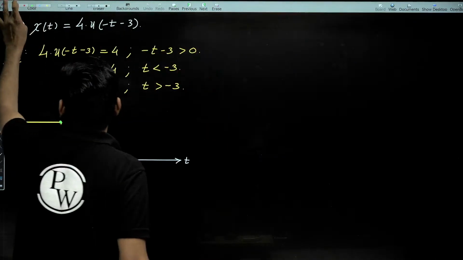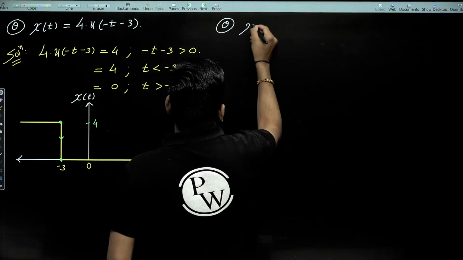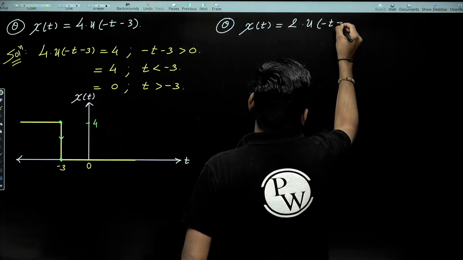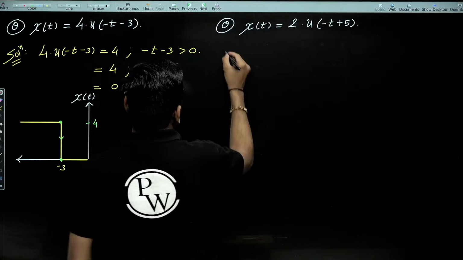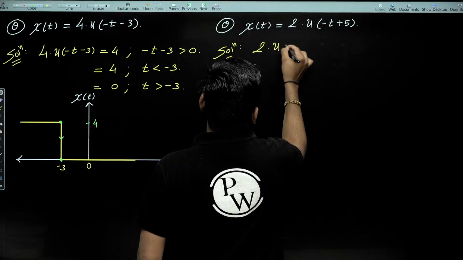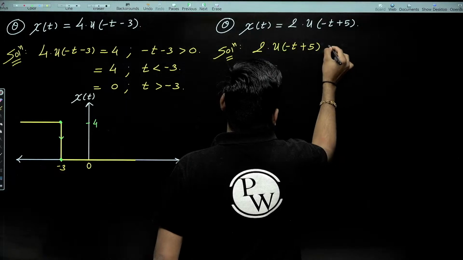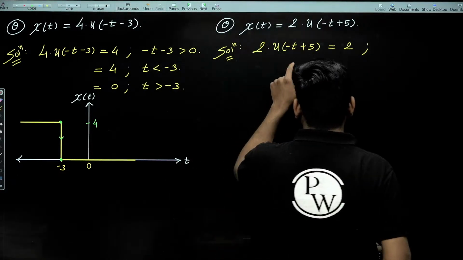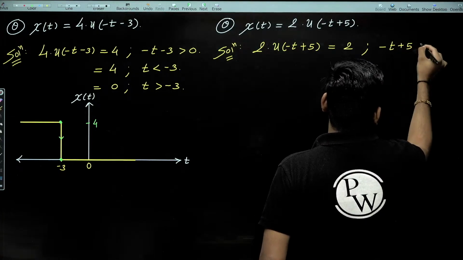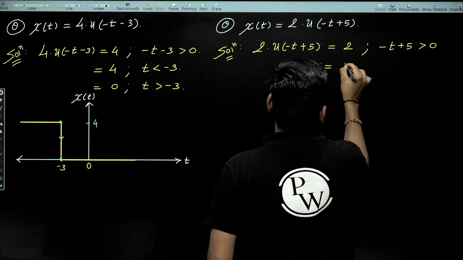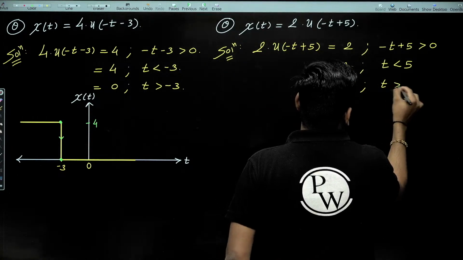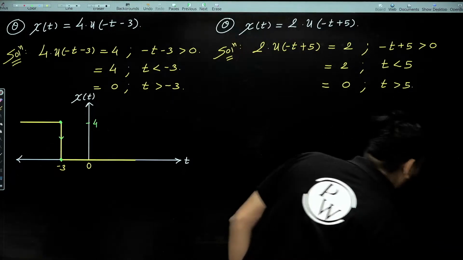Okay. Let me take one more question. So x of t is equal to, suppose I am writing, 2 u of minus t plus 5. Now see, here 2 into u of minus t plus 5. So the amplitude is 2. Everywhere you have to replace t with minus t plus 5. On the right hand side also, minus t plus 5 greater than 0. So it is 2 for t less than 5, and 0 for t greater than 5. Correct?